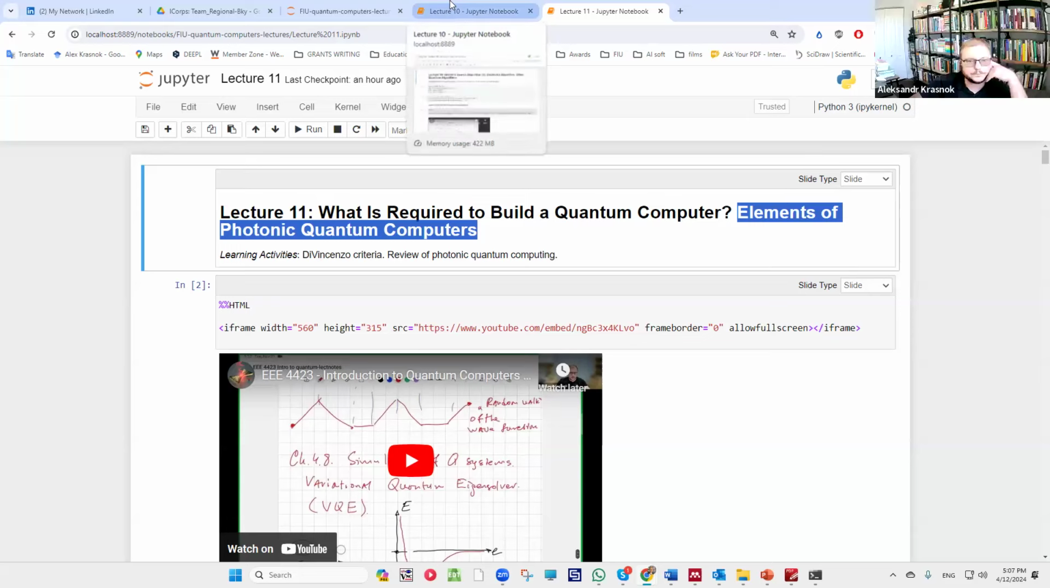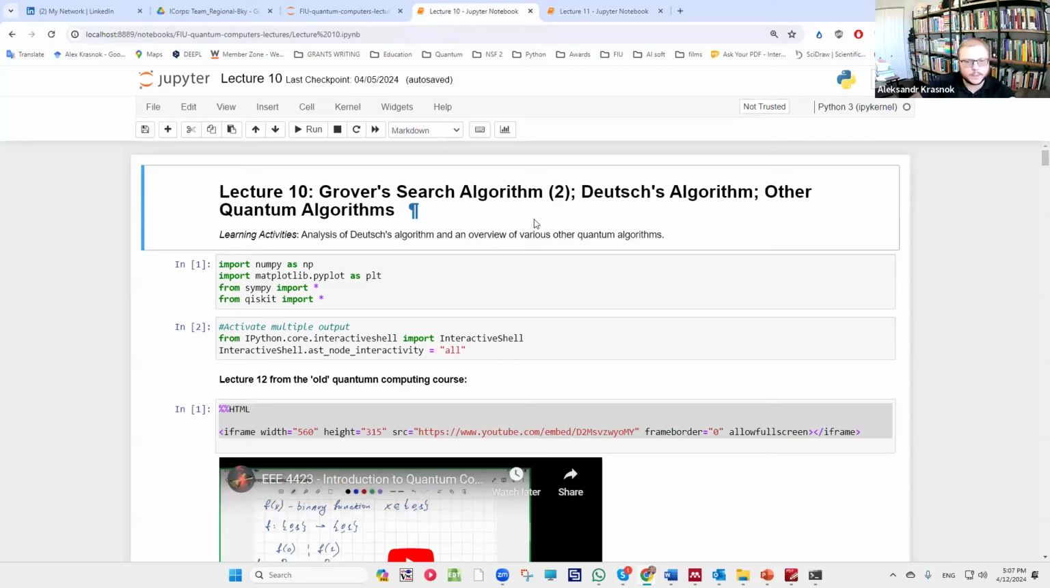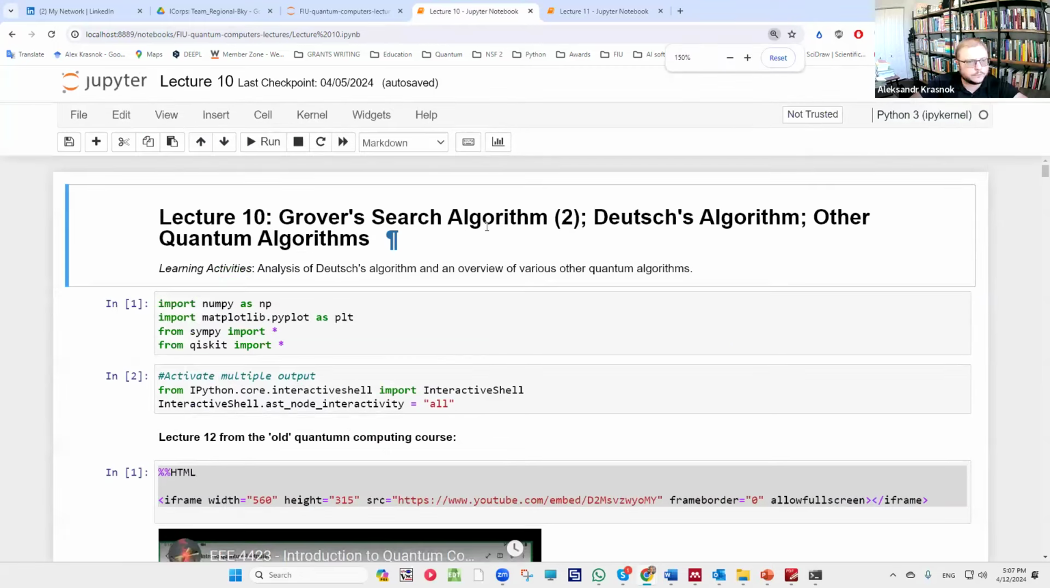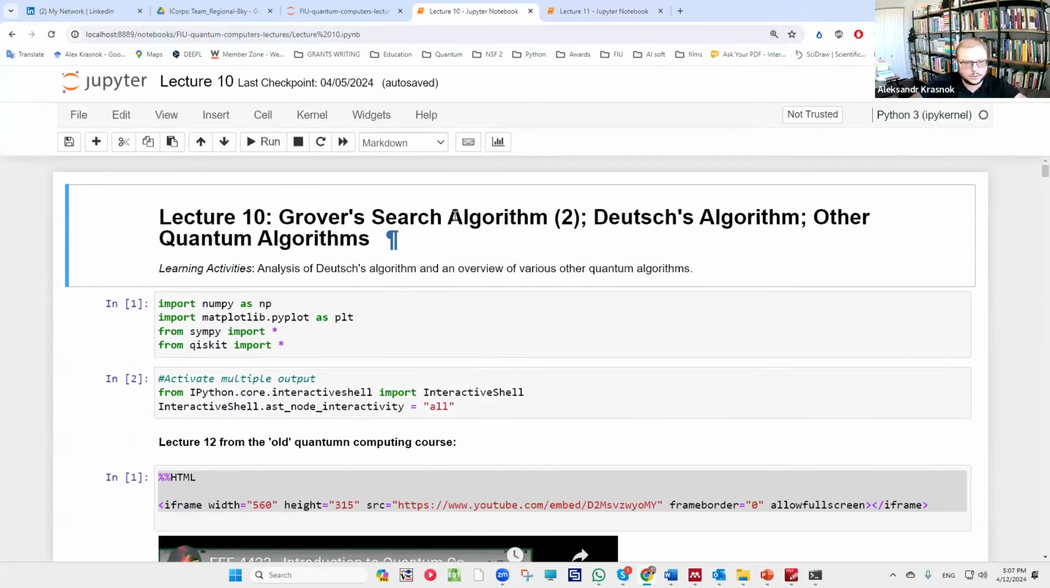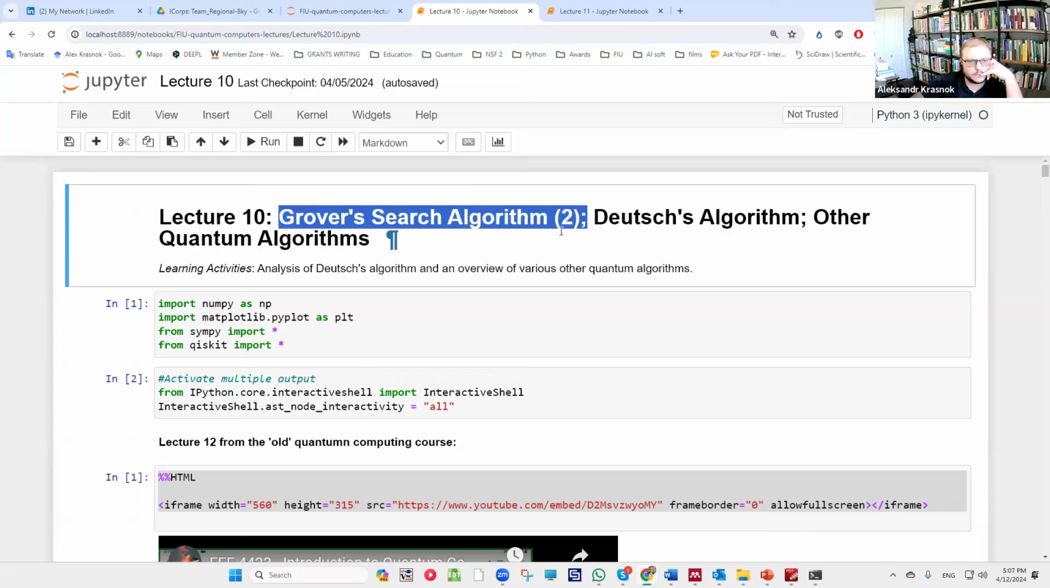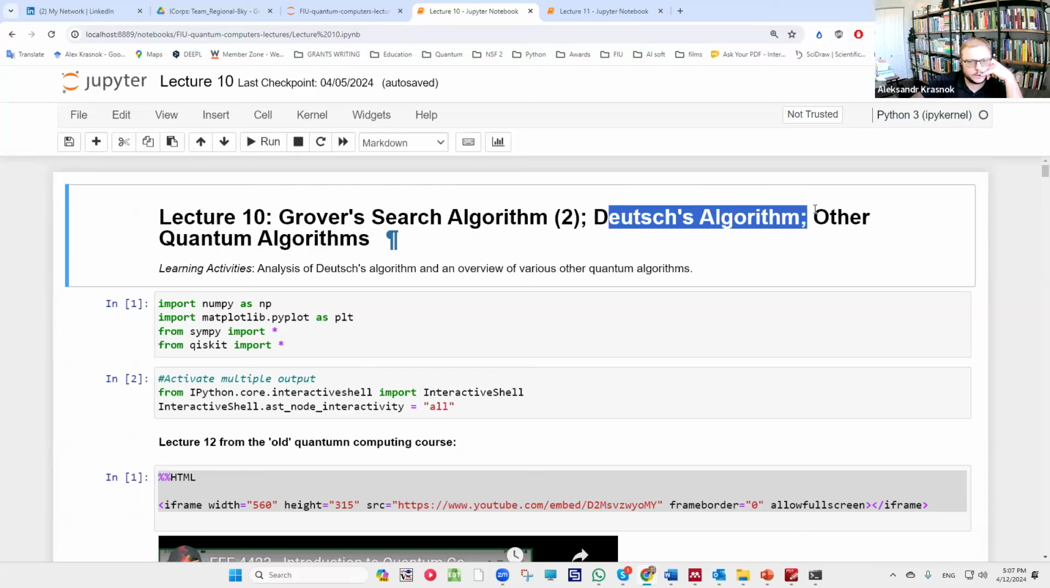Okay, but as usual, let us start with a brief recap of what we've done last week. Last week we discussed different quantum algorithms. We started with the Grover search algorithm, and then the Deutsch algorithm, quantum Fourier transform, and something else.